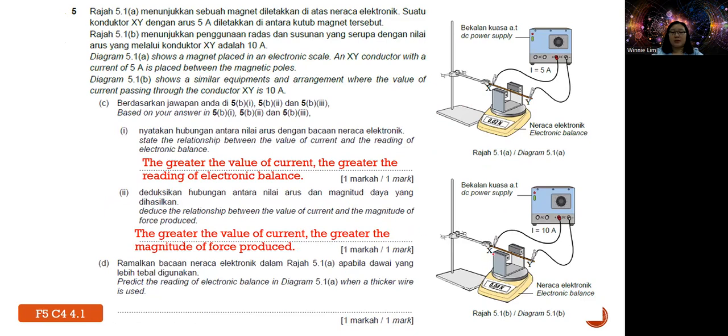And then predict if you were to use a thicker wire. If you use a thicker wire, that means more current is able to pass through due to low resistance, right? And the force will be greater. Yeah, so for your prediction, you can write greater or increases.